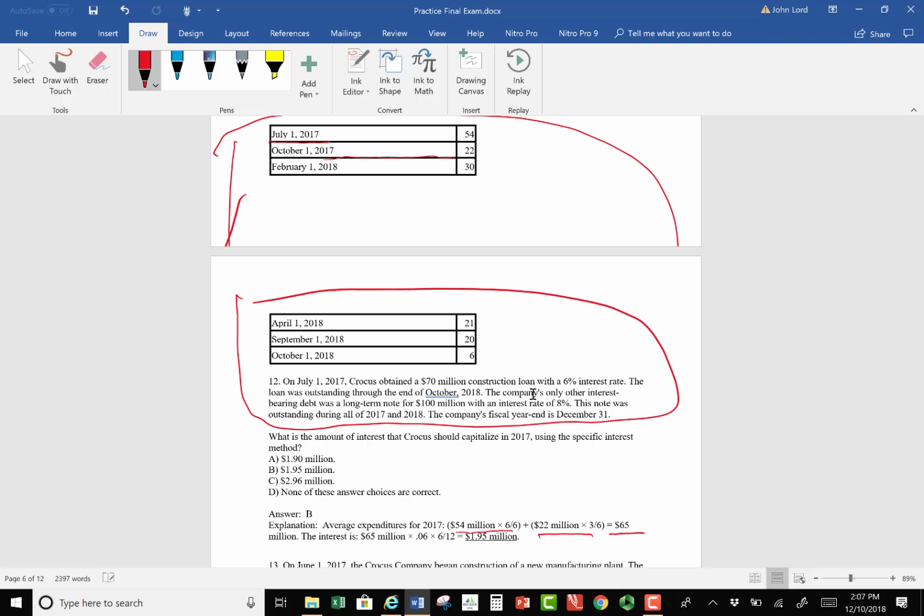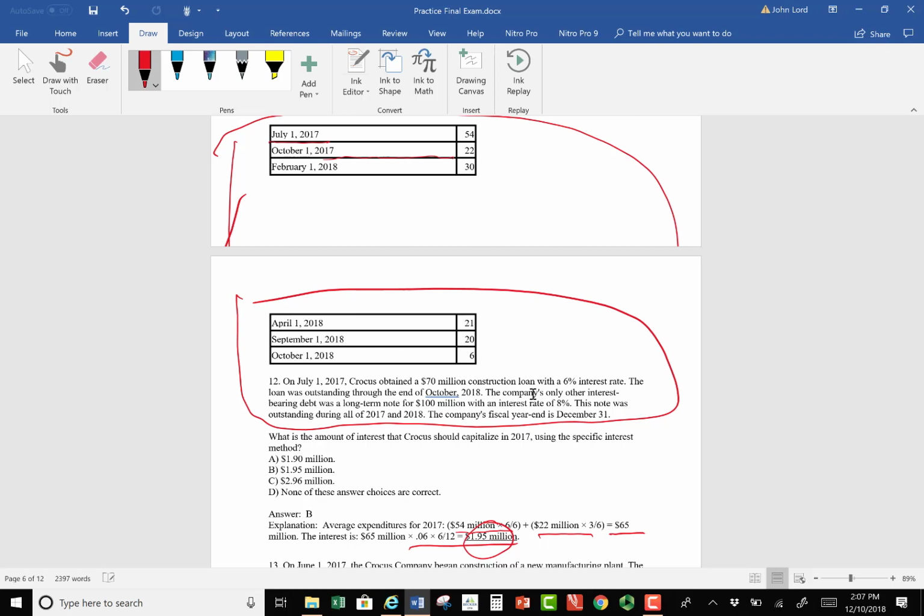Okay, so what's the amount of interest that should be capitalized? It's going to be the 6% interest rate specific to this borrowing times what? Times, and they only started borrowing that money on July 1st, didn't they? So it was only outstanding for half the year. And so the amount of interest that should be capitalized is 1.95.